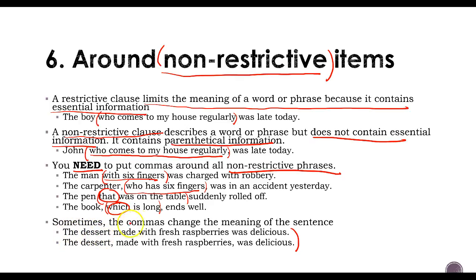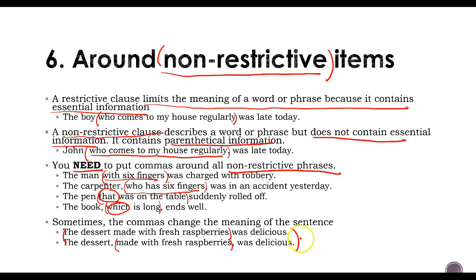And here, the dessert made with fresh raspberries is how the dessert is always made. The dessert made with fresh raspberries was delicious, versus the dessert, made with fresh raspberries, was delicious. In this case, "made with fresh raspberries" is kind of a side note. Usually the dessert isn't made with fresh raspberries, but in this situation it was.